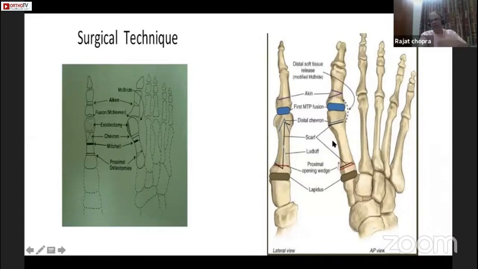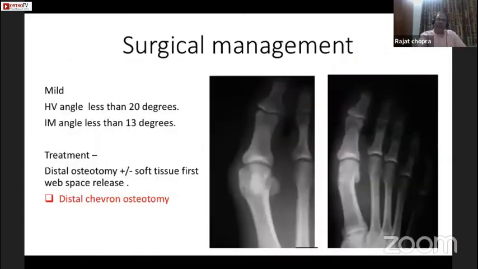So that's how you have divided all the surgeries on the first ray. Now, how do I decide what you have to say in the exam, in case you get a case and you have calculated the angles, or the examiner gives you the angles, that it is a mild case? If it is a mild case, you can just do a simple distal chevron osteotomy plus or minus soft tissue release in case it is needed, and you will be able to achieve good correction in a mild case.